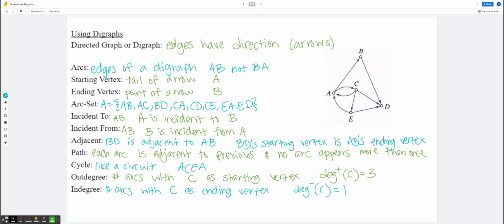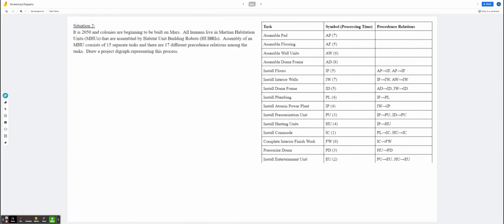So that's all of our vocabulary about digraphs. Now we want to take scheduling and digraphs and put them together. So if we look at this situation here, let's pretend it's the year 2050 and we're starting to build colonies on Mars. All humans live in Martian habitation units, or MHUs, that are assembled by habitat unit building robots. Assembly of an MHU consists of 15 separate tasks, and there are 17 different precedence relations among the tasks.